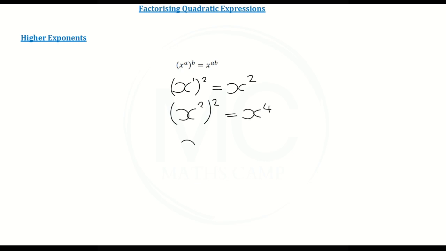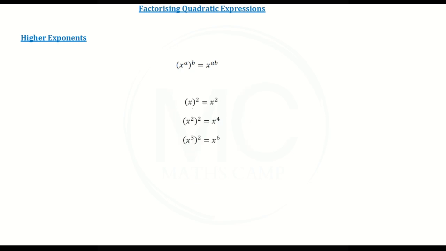What happens if we have x cubed with an exponent of 2 outside? 3 multiplied by 2 is 6. So we get x to the power of 6. From this, we can see that any term with an even exponent is technically a square. X squared is the square of x. X to the power of 4 is the square of x squared. And x to the power of 6 is the square of x cubed.